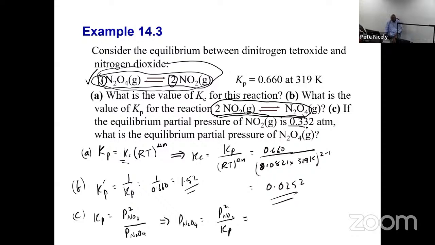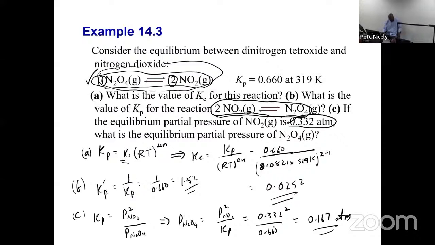They gave you the pressure of NO2 as being equal to 0.332. So I'm going to put 0.332 squared divided by the Kp, which is 0.660. And according to my calculation, this works out to be equal to 0.167. And the units would be atmospheres. And that's how that is done. Okay, any questions about this particular example? Any questions?